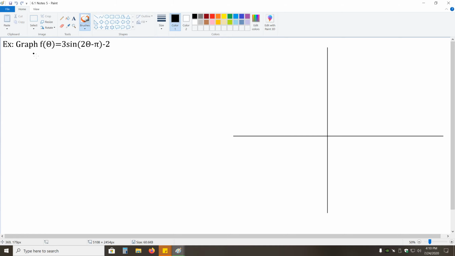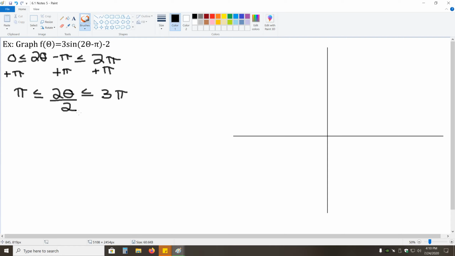Okay, so trying this together, first thing we have to do is solve the inequality. So we have 2 theta minus pi, we have to set that greater than or equal to 0 and less than or equal to 2 pi. We will add pi to all 3 of these values to start solving for theta, which gives us pi is less than or equal to 2 theta, which is less than or equal to 3 pi.